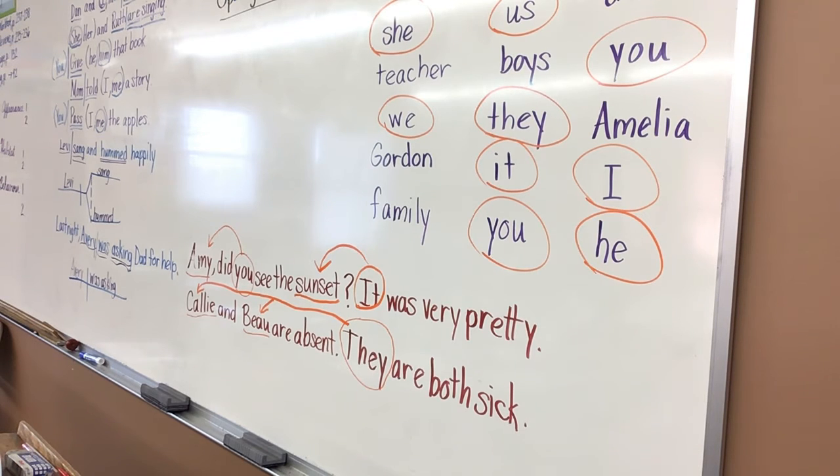All right, Nathan spilled honey on the table. It made a sticky mess. What's your pronoun? It. What is it talking about? Honey. What spilled and made the mess? Honey. So honey is the noun that the pronoun it is talking about. So circle it, underline honey, draw the arrow from it back to honey.